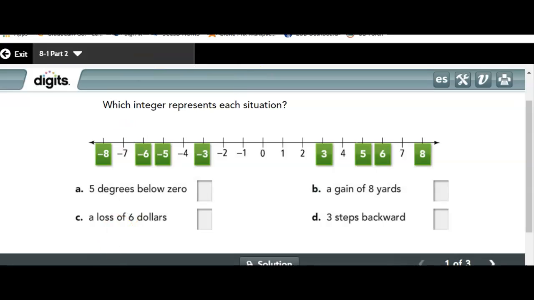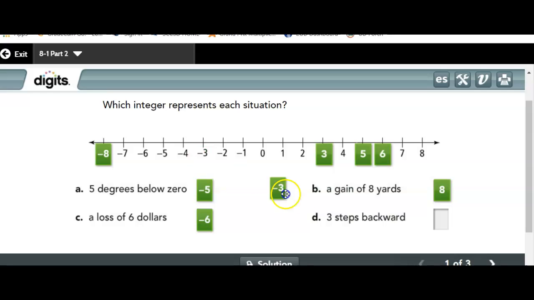All right, 5 degrees below zero. What is the integer that represents that situation? Negative five. Awesome. A gain of 8 yards. Nathan. Eight. It is positive 8. You gained it. Starting at zero, you gain, you're going to go positive. Jaden, a loss of $6. Negative six. And 3 steps backwards. Noah. Negative three. Okay. Joey's good with that. Also, use a number line to help you with that.